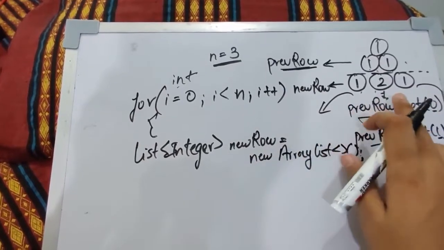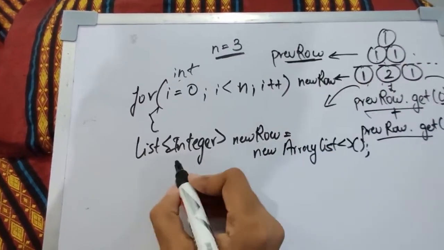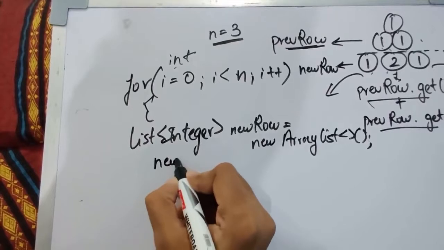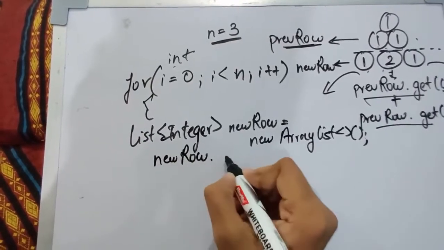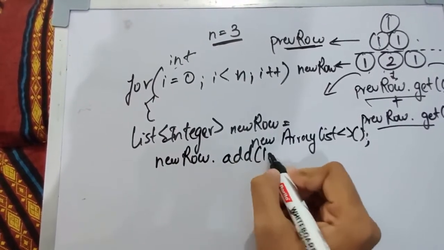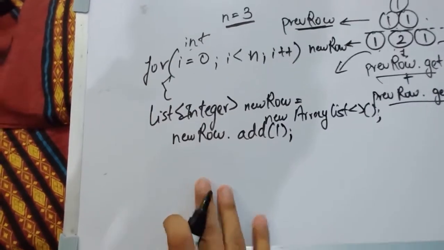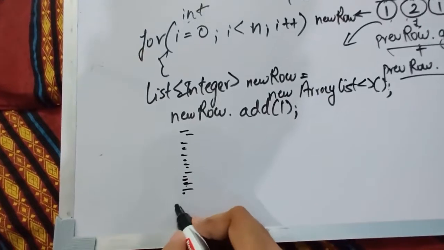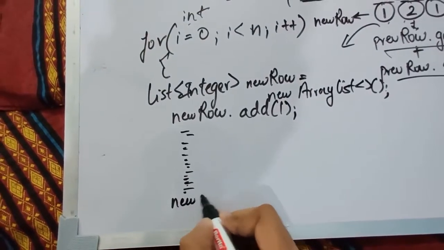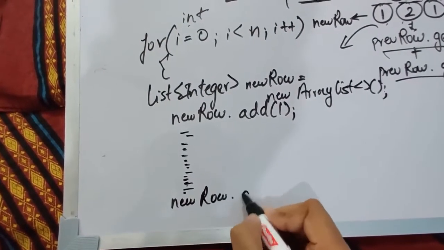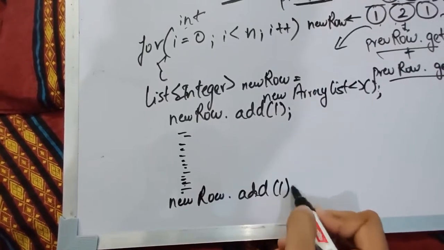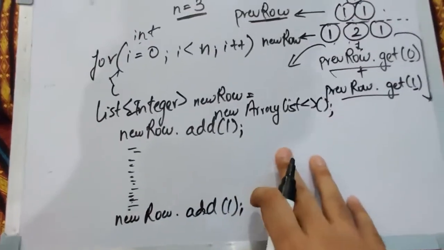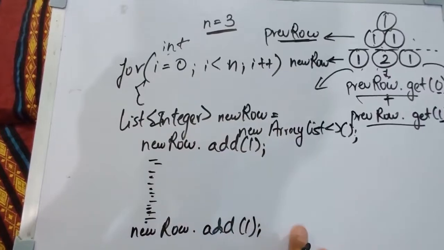Now we know that the first element should be 1, so I'm just adding my first element here, newRow dot add 1. Okay, and there will be some code in between, but you already know we need to add one more element here, which is newRow dot add 1. Okay, this much is okay. So this is all generic till now.